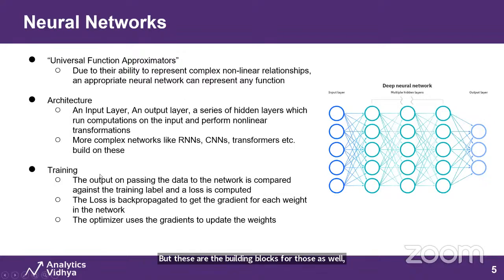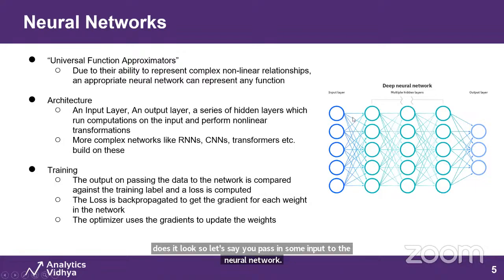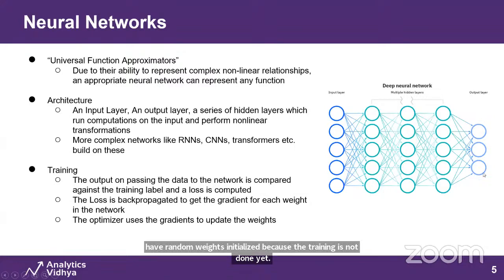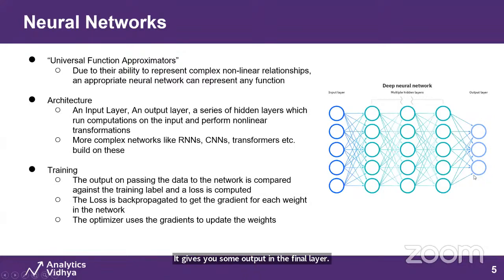And the training process here, how does it look? So let's say you pass in some input to the neural network. You have random weights initialized because the training is not done yet. It gives you some output in the final layer. So you compare what the output is with the training label. You compute a loss, and then that loss is back propagated. It's distributed across every weight within the network, right?